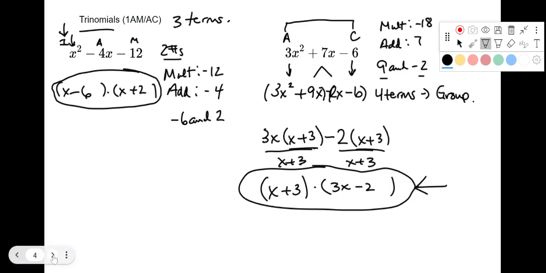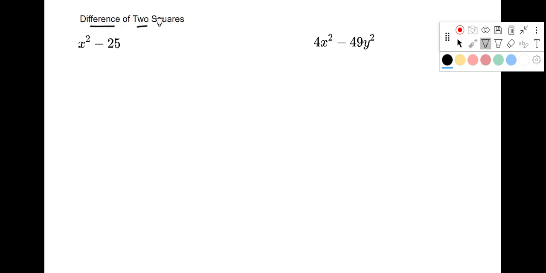All right, moving on. Let's talk about the difference of 2 squares. You'll need 2 terms for this and a difference in between. Super important. Difference meaning subtraction. So I'm starting here with x squared minus 25. That's good. There's 2 terms. There's subtraction in the middle. And I should be able to take the square root of each one of these pretty easily. So the square root of x squared would just be x in this case. The square root of 25 would be 5.